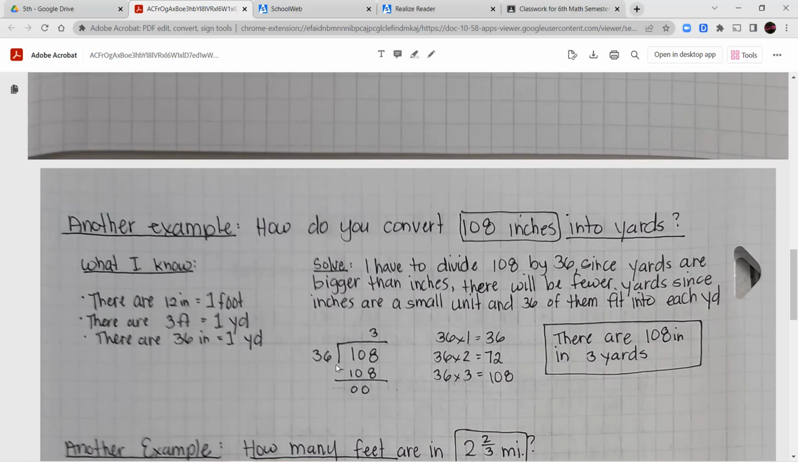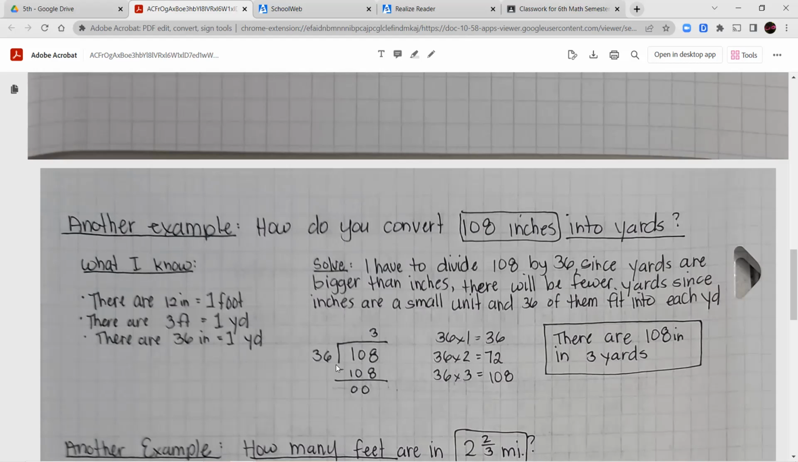Let's take a look at another example. How do you convert 108 inches into yards? So stop and think about what you already know. There are 12 inches in 1 foot. There are 3 feet in 1 yard. So that means there are 36 inches in 1 yard. So in order to solve this, I have to divide 108 by 36 because there's 108 inches in total that I'm working with. And I want to split them into groups of 36 inches, which is 1 yard. Now, since yards are bigger than inches, I'm going to be dividing. So I'm going to end up with a smaller number before my unit.